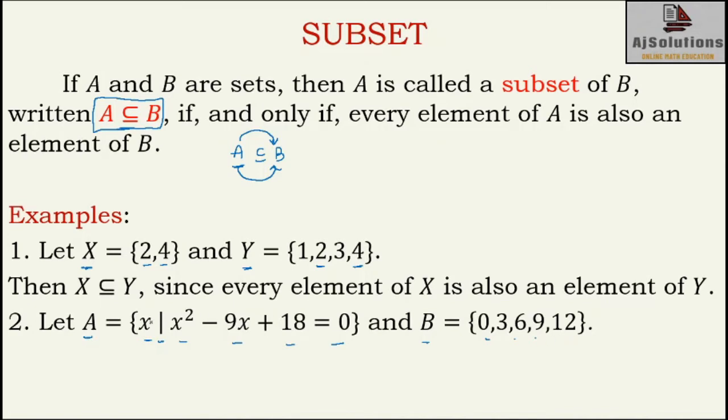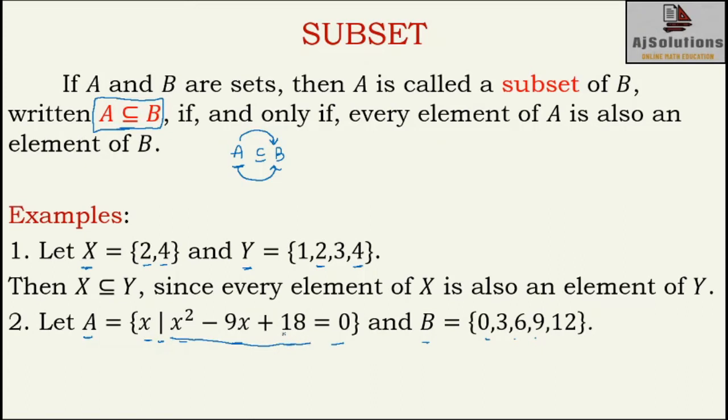Now if you see this set A, that set A does not have explicit members right now. We can't see the members of A explicitly. So to get the members of A explicitly, we are supposed to solve this quadratic equation. And how do we solve this quadratic equation?